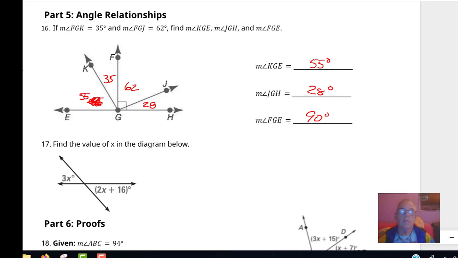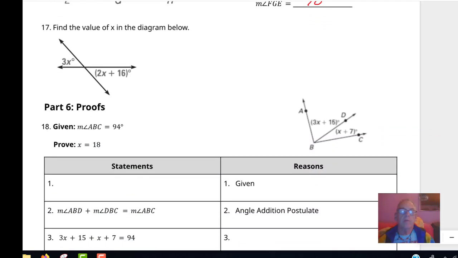Let's look at 17. Here's an example of vertical angles. Angles that are on opposite sides of an X are vertical angles. They share a common vertex, and the sides make up the other opposite angle. So these angles have to be congruent because they're vertical angles. So vertical angles are congruent. And we can say that 3x equals 2x plus 16. Take 2x away from both sides, x equals 16. And all we had to do was find the value of x.